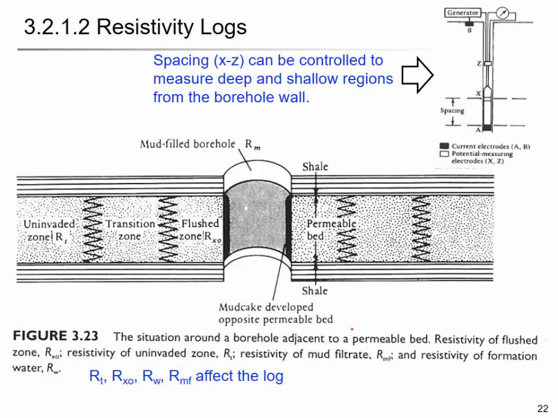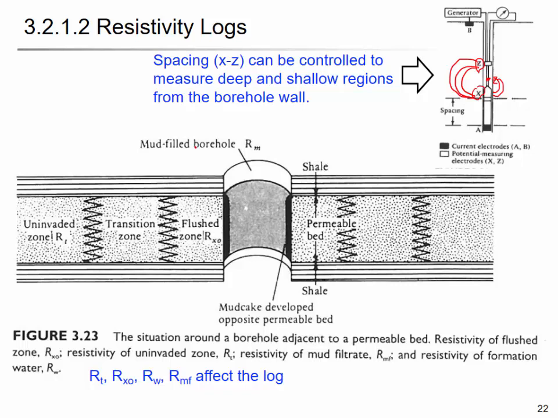Okay, one more thing. Here, in the normal log, you have an X and Z electrode, and you can control the distance between X and Z. So if you increase the distance between X and Z, you're measuring the potential in the far field from the well. And if you have electrodes very close together, X and Z, then you're measuring the electrical resistivity in the very near field from the borehole, right?